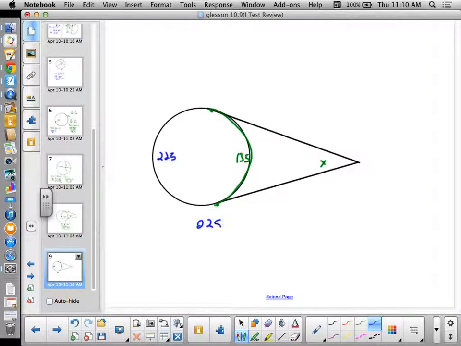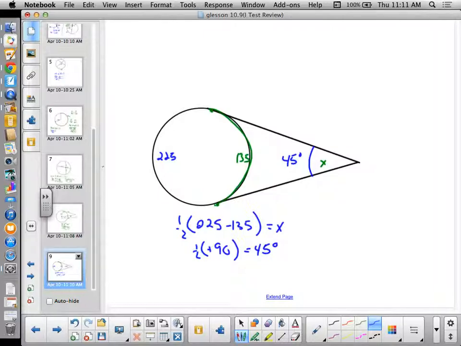Aha, now I've got it. 225 minus 135, half of that is x. So that's negative 90. I'm sorry, positive 90. Why would it be negative? Okay, I did it backwards. So positive 90, which is going to be 45 degrees. Is that angle? Okay. Other questions? Yes?